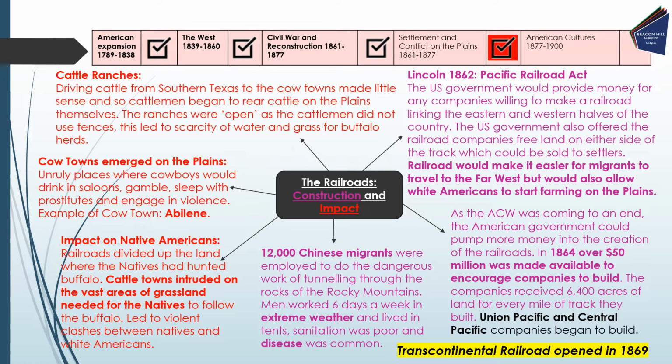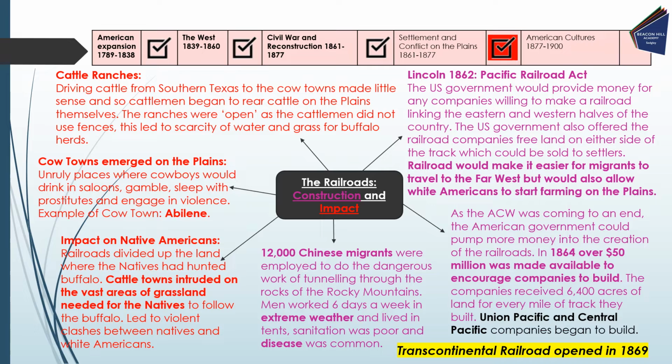And finally, we have cattle ranches. Driving cattle from southern Texas to cow towns made little sense, and so cattlemen began to rear cattle on the plains themselves. The ranches were open as the cattlemen did not use fences, and this led to a scarcity of water and grass for the buffalo herds.